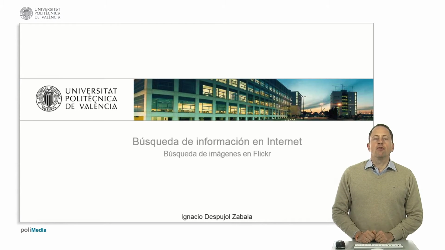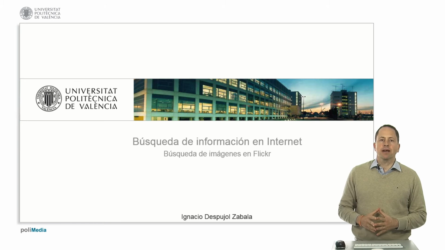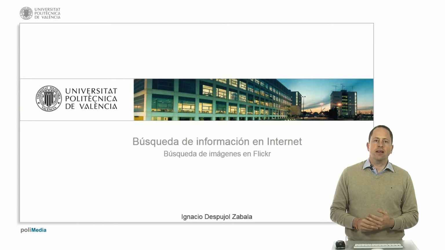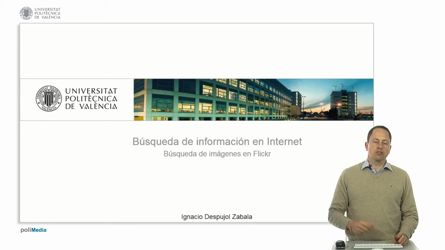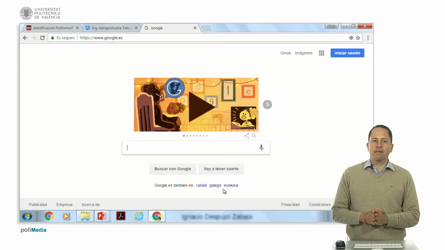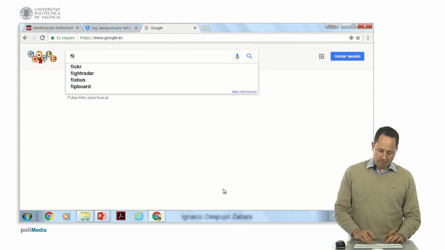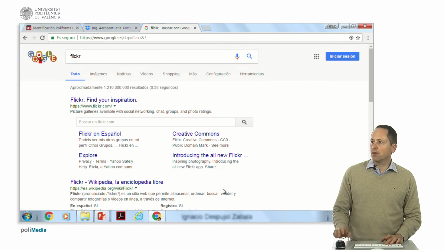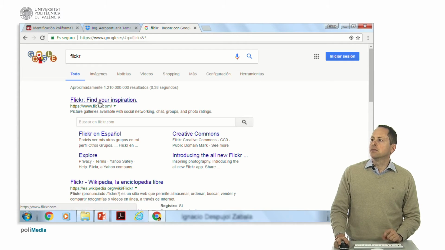We are going to see how to use Flickr to search for images. The objective is to know the search interface of Flickr, which is the largest photo repository on the internet today. To do this, we go to the browser. I put here Flickr, F-L-I-C-K-R, although we could put it directly, but so it finds it for us.